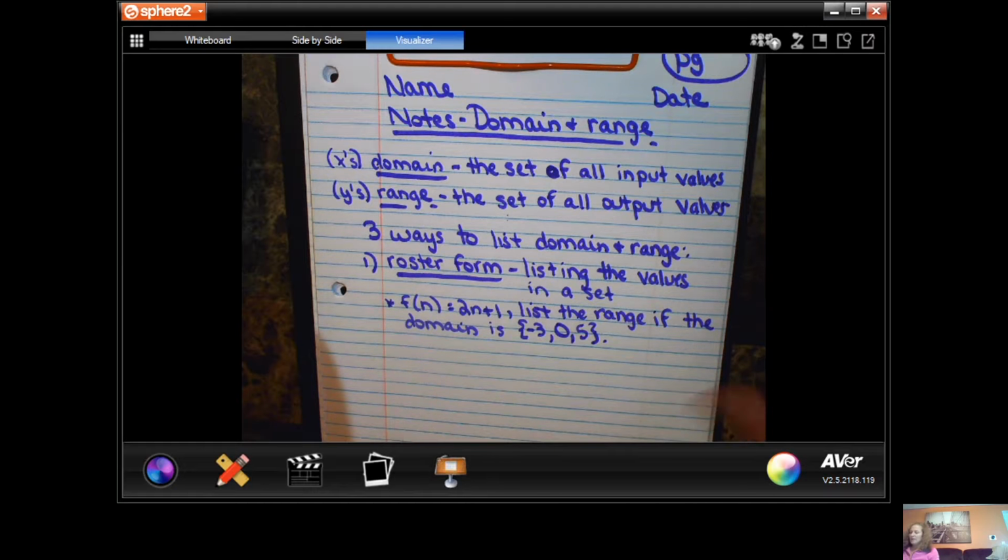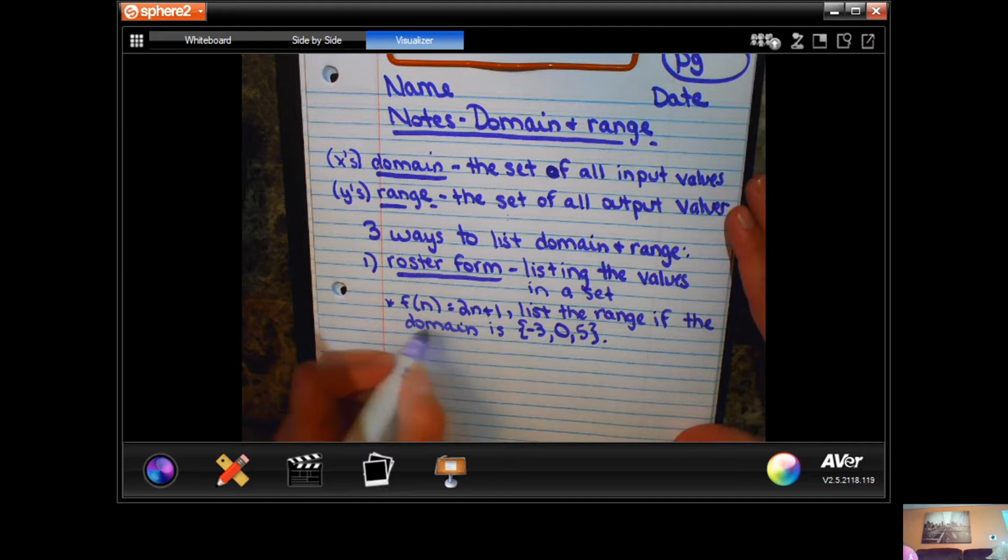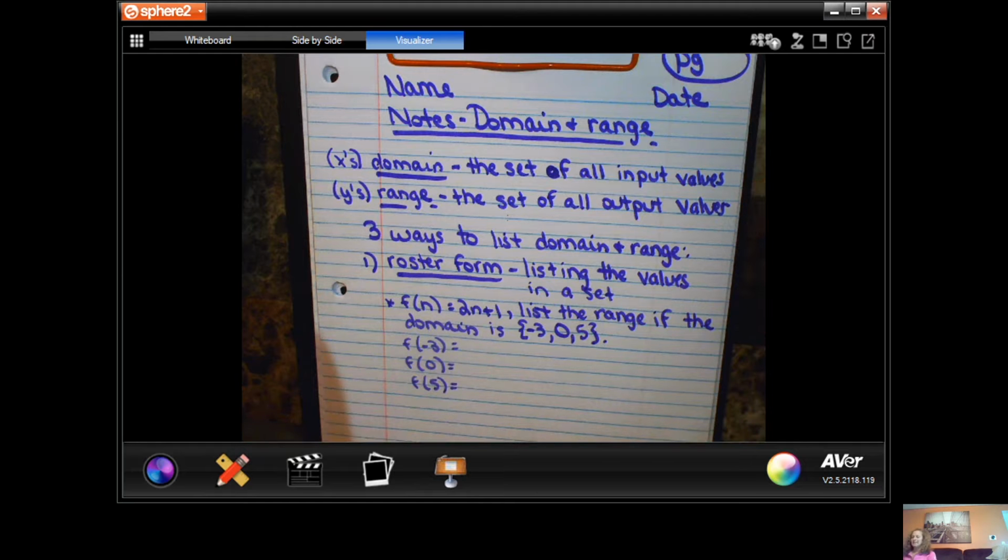So what we're going to do to figure out the range, which will be our y values, our f of n values, is plug these numbers in place of n to get our y, our f of n's. So we're going to find f of -3, f of 0, and f of 5. Once we do that, that's going to give us our y values, and we're going to list them like the domain is listed here. So for f of -3, I'm just going to change the n to -3.